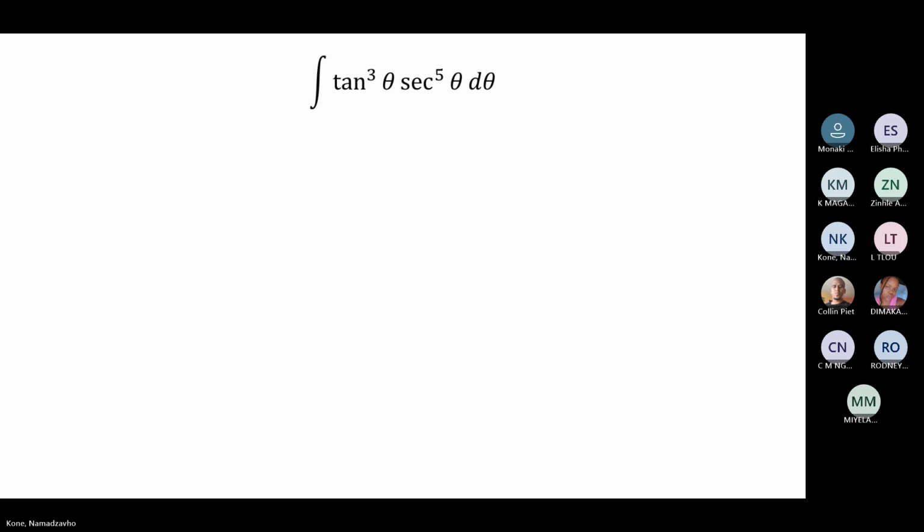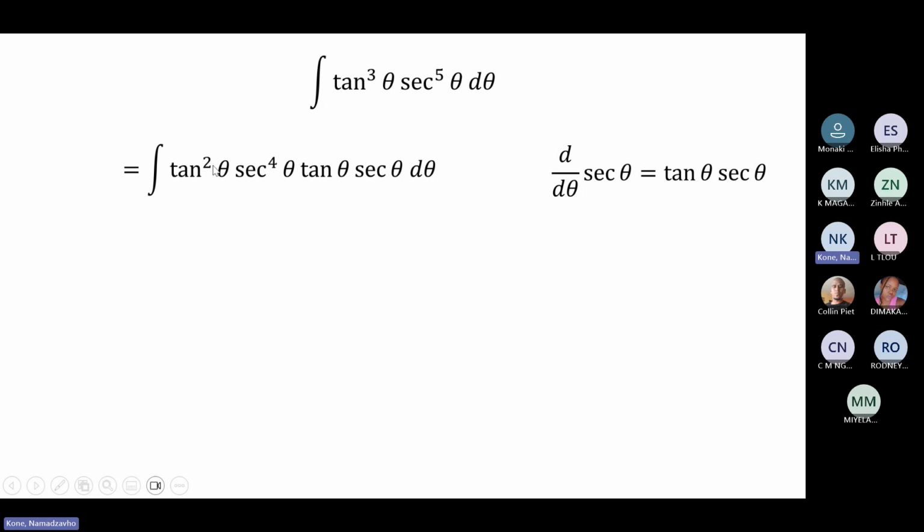Now here, we always work with squares. For us to create powers that are even, we're supposed to peel away 1 tan from tan cubed. We must peel away 1 sec from sec to the power of 5, because we know that the derivative of sec theta is tan theta sec theta. When we peel away those two values, we will preserve them as the derivative of sec theta. So this is what is left. In tan, we are left with tan squared now here. Sec, to remove 1 sec, we are left with 4 of them here. So that tan theta sec theta, these two are our derivative of sec theta.